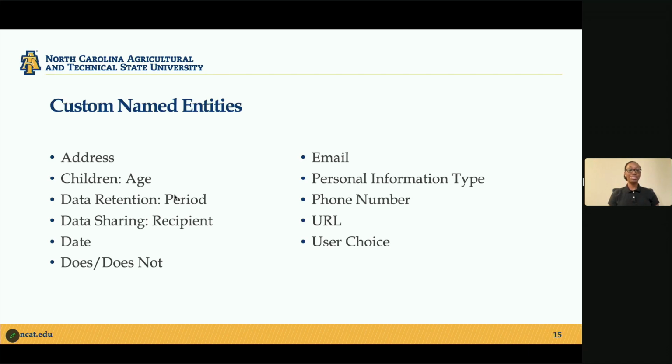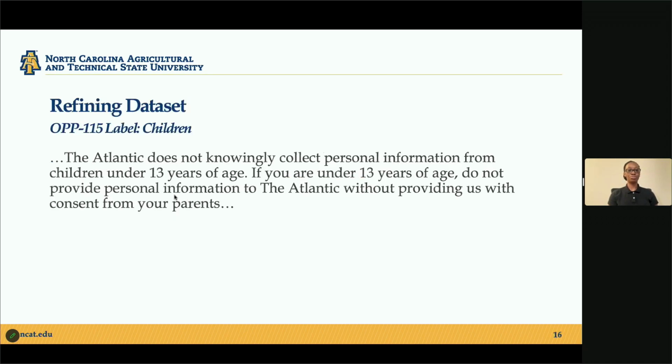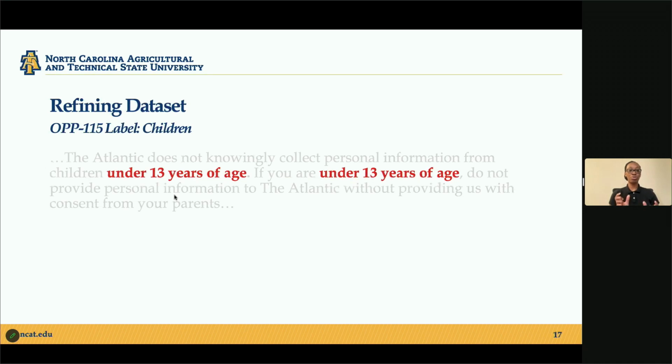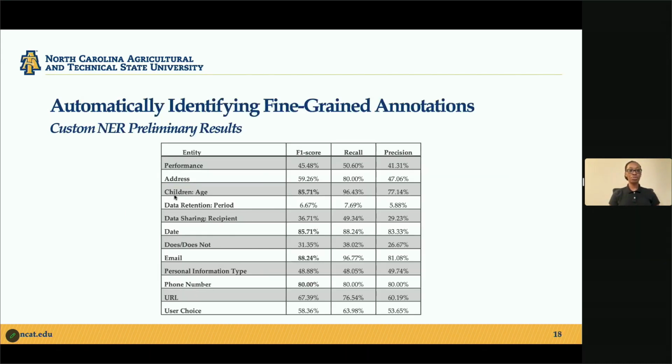But the data set contains coarse-grained paragraph level annotations, but our custom entity name recognition model requires refinement. So here's an example of a paragraph that's labeled as children in the OPP 115 data set. And for our named entity of children age, we need more granular information. And so to capture that, we would remove everything else to just get down to that under 13 years of age or under 13.